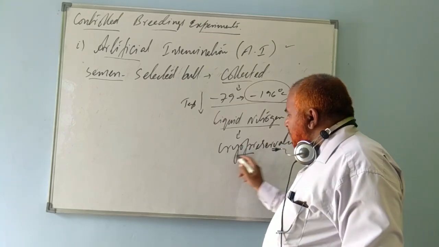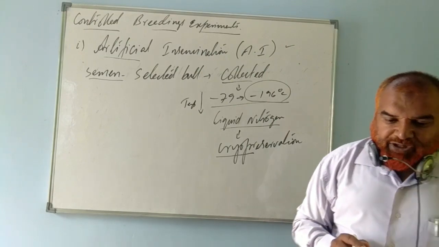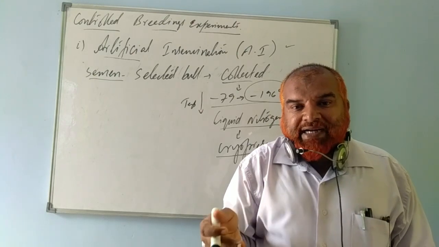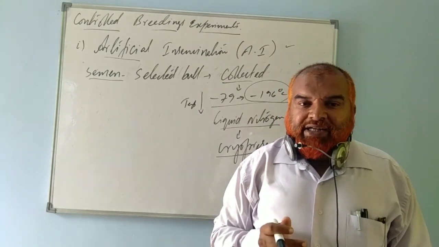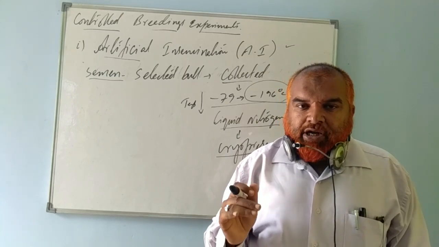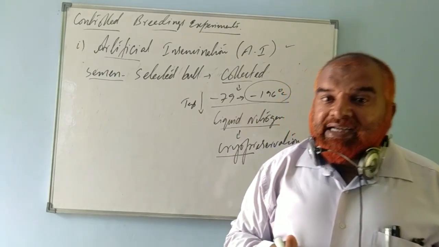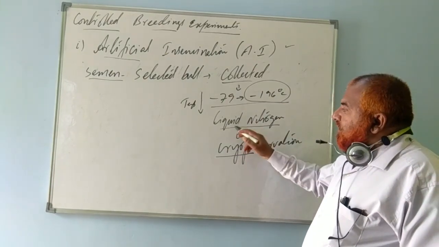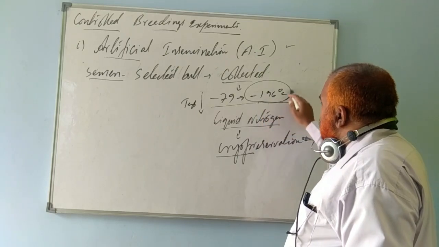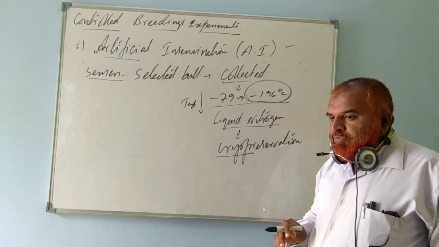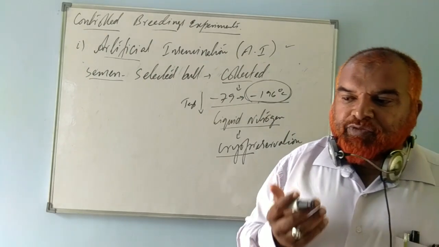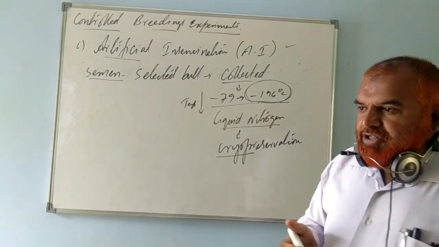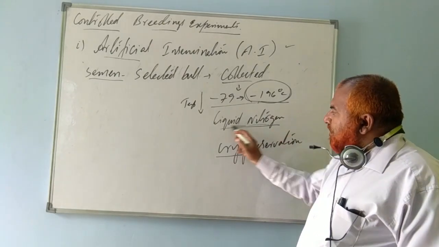In Greek, cryo refers to low temperature, pyro refers to high temperature. You might have seen in the 8th chapter, Human Health and Disease, I told you about antipyretic, against high temperature. The tablets used to reduce temperature or cure fever are known as antipyretic. Pyro refers to high temperature, cryo refers to low temperature. So here the semen is stored at -196 degrees Celsius in order to retain its viable, living properties.